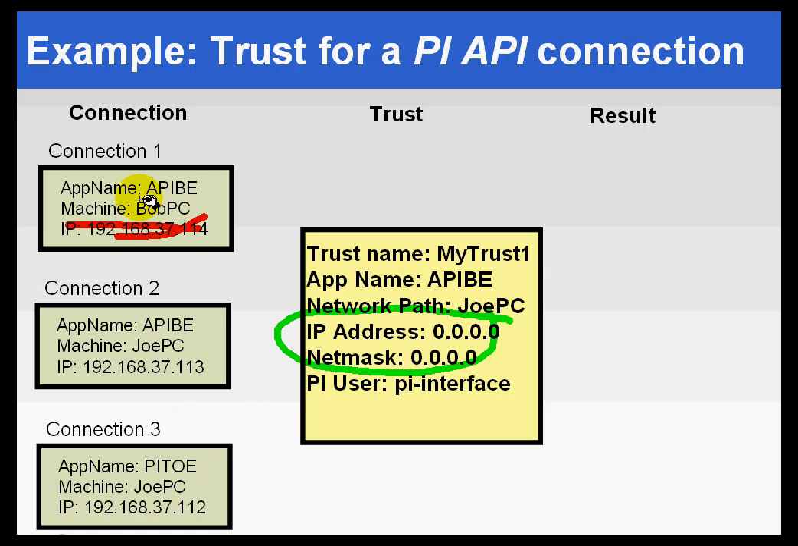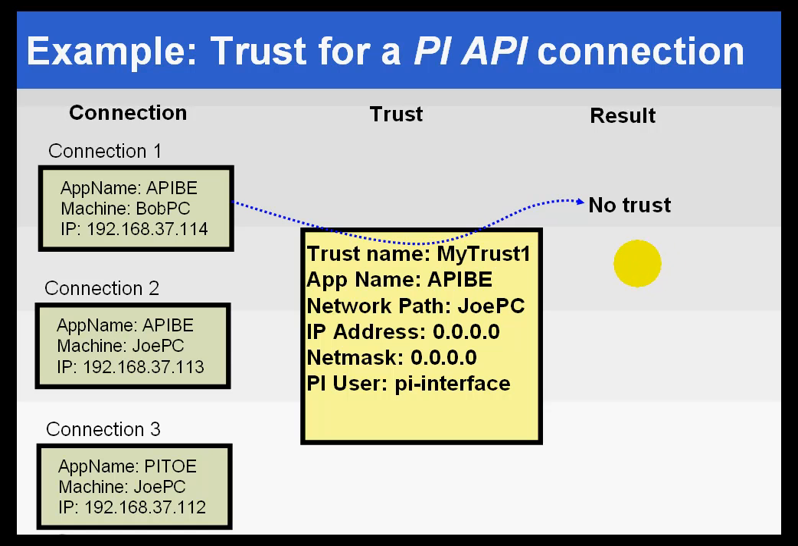Okay. We have a match right here. We look at API BE, that is correct. That is matching right here. And if the machine name matches, we've got a trust. And unfortunately, if you look at BobPC, that does not match JoePC. So in this case, when the incoming connection attempts to make that connection, it's going to be denied. So this first connection is not going to result in a successful trust.